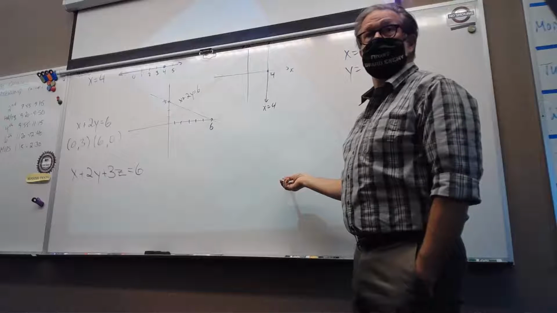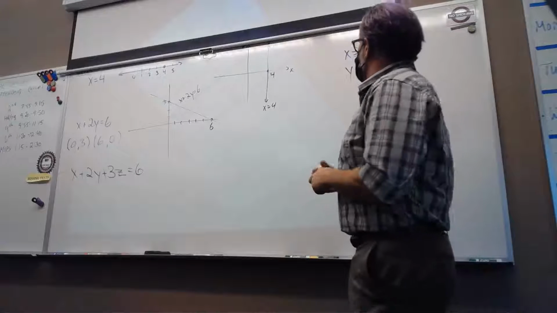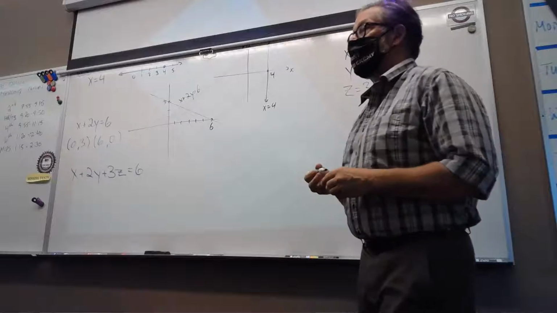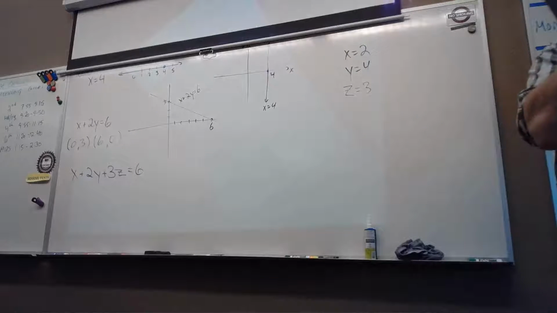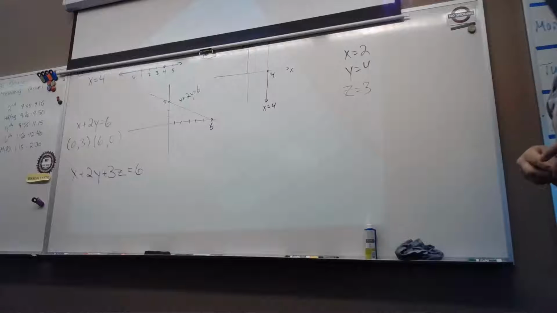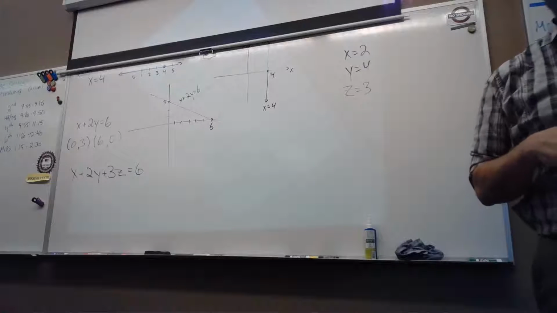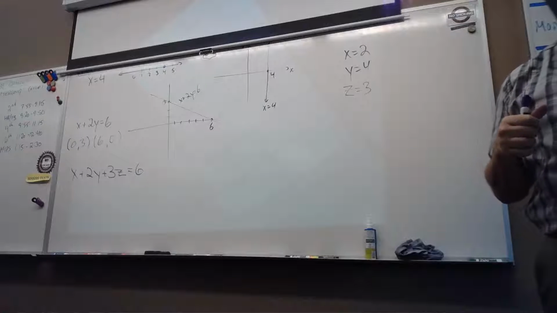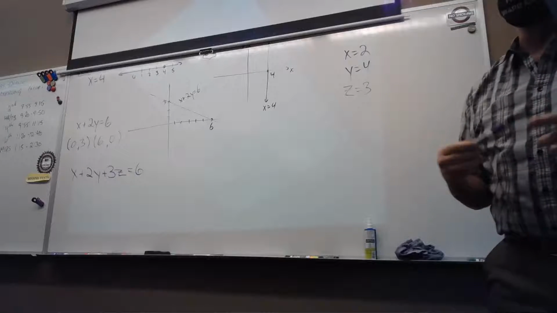Now, I want you to take that magnet and, keeping X equals 2 and Y equals 4, make Z equals 3. What do you have to do with the magnet? And now, how would you write that point? If you wanted to write that point down, how could you designate the point where X equals 2, Y equals 4, Z equals 3? Discuss.